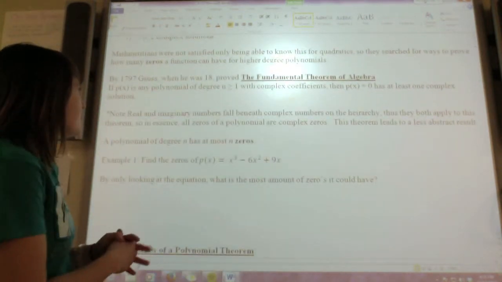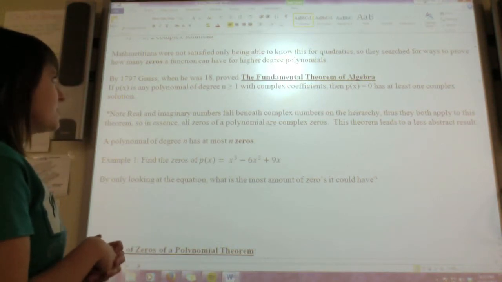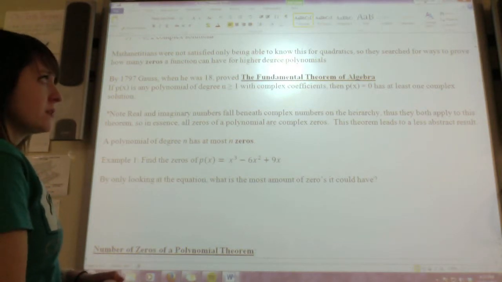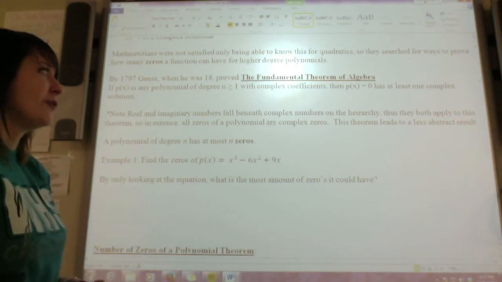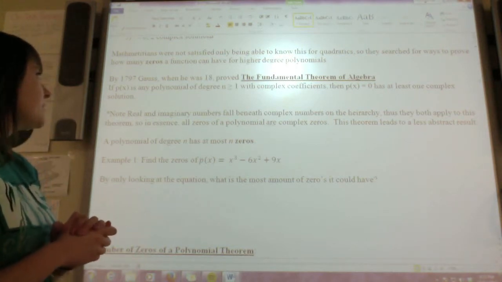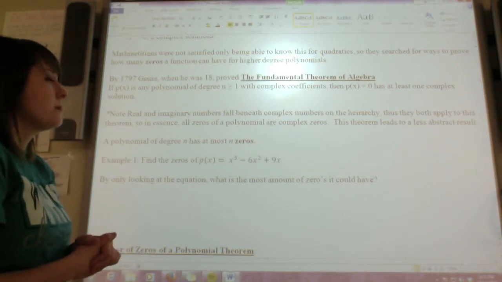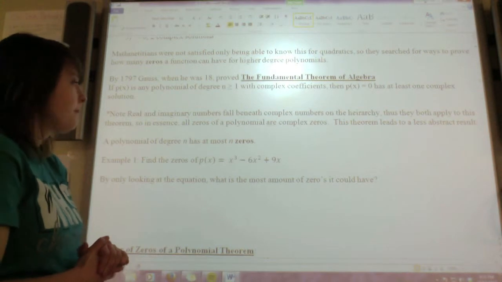Alright, so some history on the fundamental theorem of algebra. Mathematicians were not satisfied only being able to know this for quadratics, so they searched for ways to prove how many zeros a function can have for higher degree polynomials. By 1797, Gauss, when he was 18, proved the fundamental theorem of algebra. That's right, he was only 18 years old when he proved that.